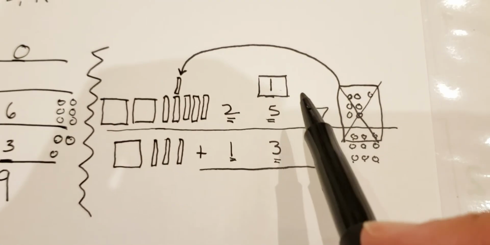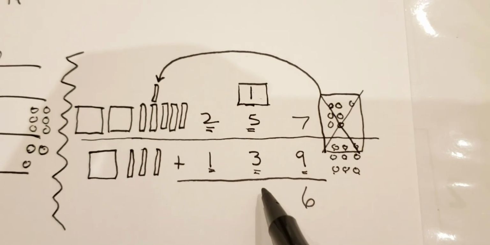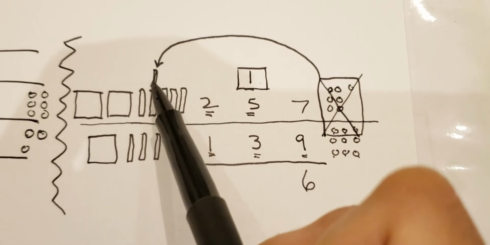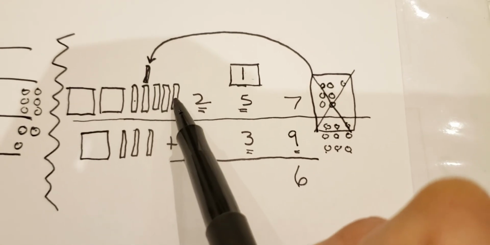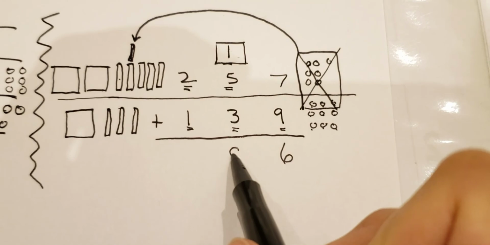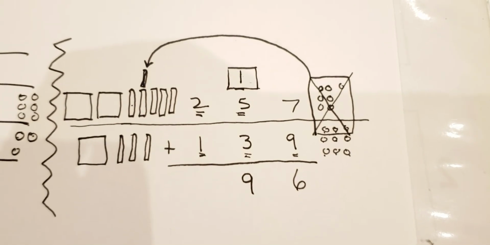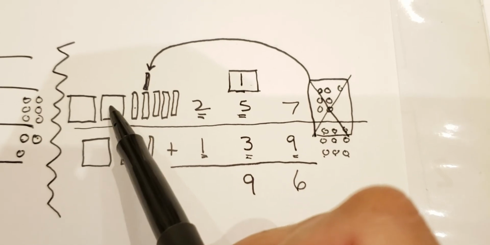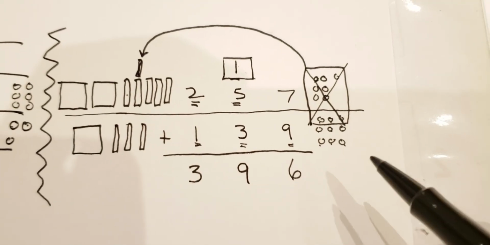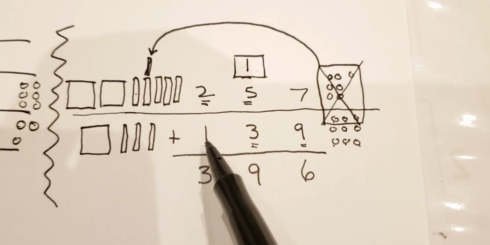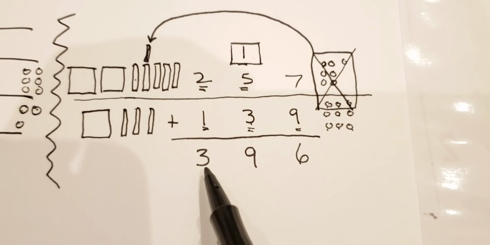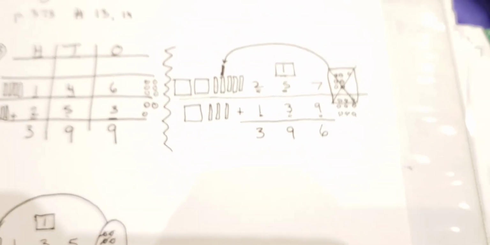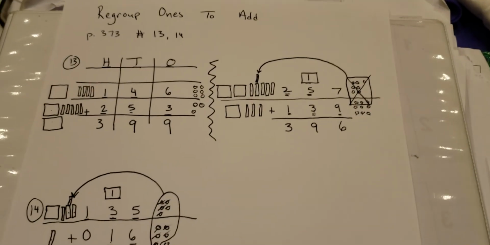Okay? So now let's add our tens place value. We have how many tens? 1, 2, 3, 4, 5, 6, 7, 8, 9. Okay. How many hundreds? We have 1, 2, 3. So 257 plus 139 equals 396. Okay, so that is how we regroup ones to add.